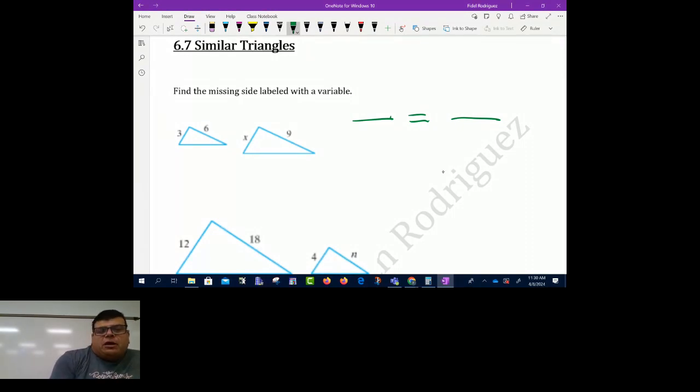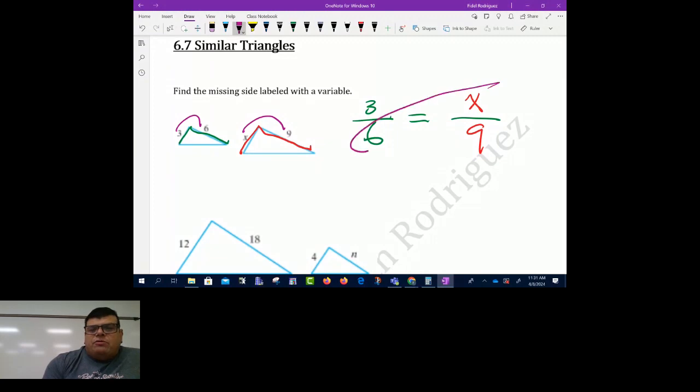We can say, the small side of the small triangle is 3, and the long side of the small triangle is 6. And I'm going to compare that to the small side on the bigger rectangle and the longer side on the bigger rectangle. Does that make sense how we set it up? Right? So we're saying, 3 goes to 6 like x goes to 9, right? And then how do we set this up?